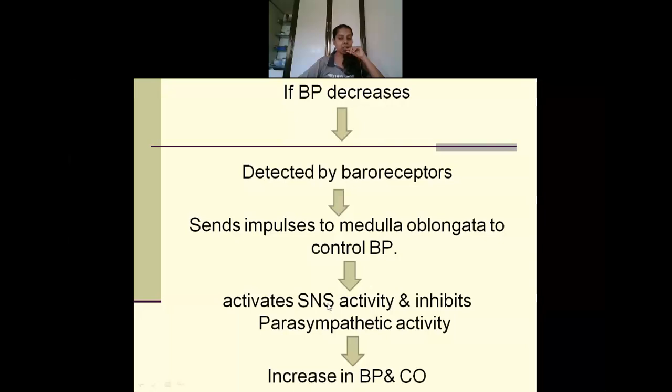There will be activation of sympathetic nervous system and inhibition of parasympathetic. So obviously what will happen because of that? What will happen because of activation of SNS? There will be increase in the blood pressure, increase in the heart rate and increase in cardiac output. So therefore, what will happen? The BP which is reduced has come to increased BP and it has become stable. Okay, so BP which was reduced has become stable now. So that is how your baroreceptors are acting.